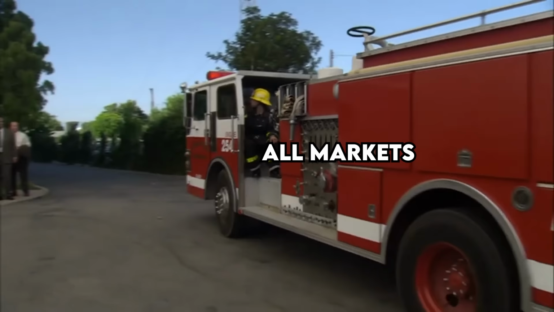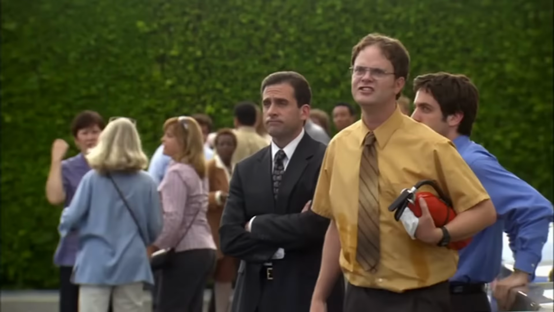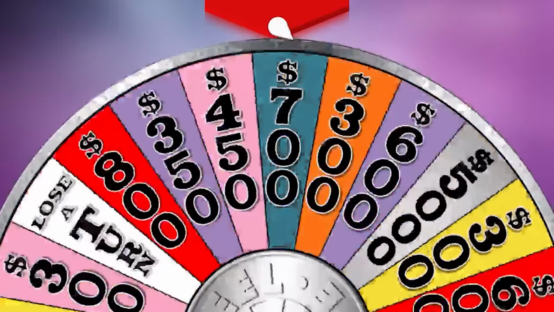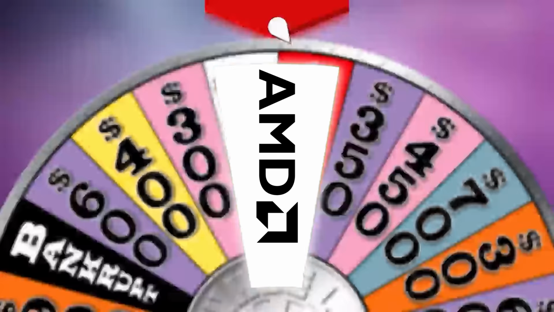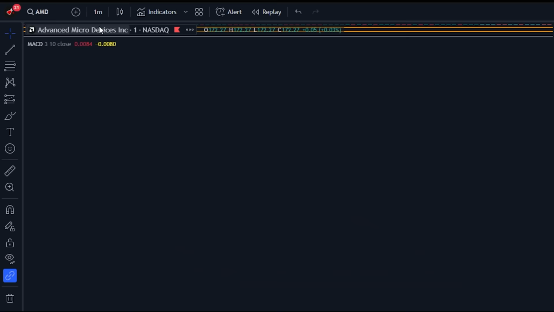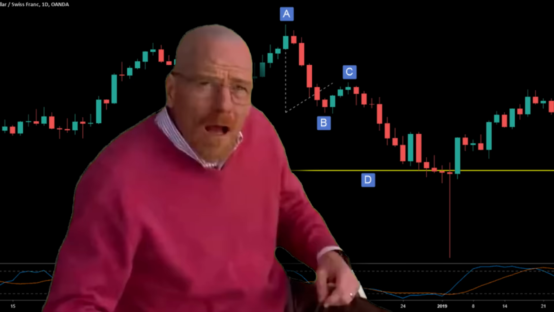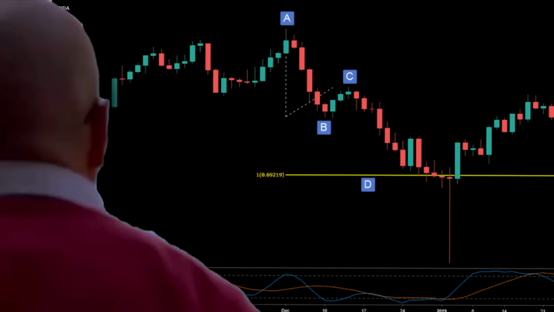Now, this strategy will work for all markets and all time frames. So let's pick a random stock. Okay, AMD it is. We'll use the 1 hour time frame for this example. So for these examples, we'll be looking for long trades. Now, like I was saying before, Linda uses the MACD in a way I've never seen used before. And she follows a very, very specific set of rules to find these setups.